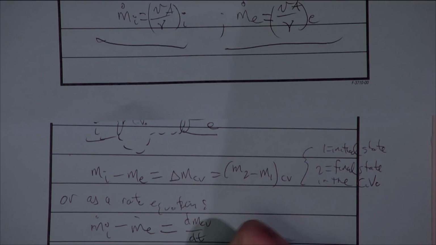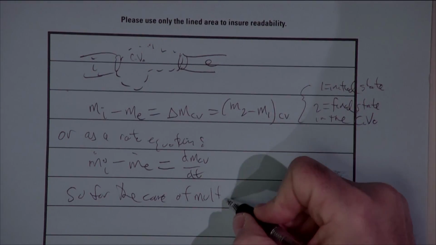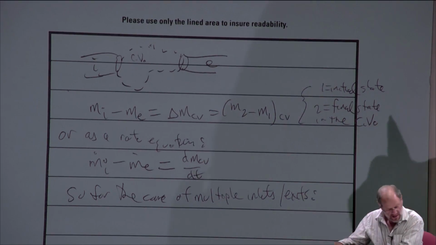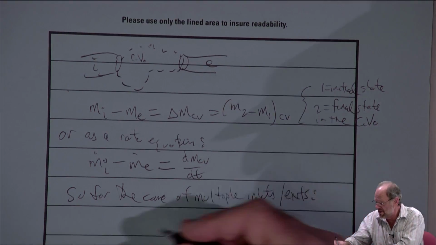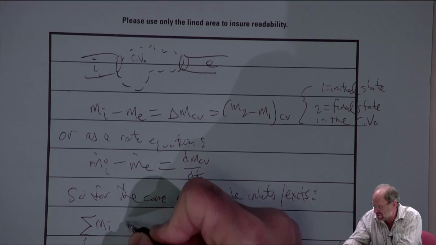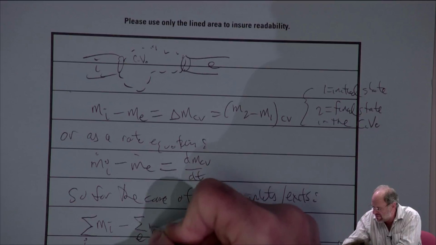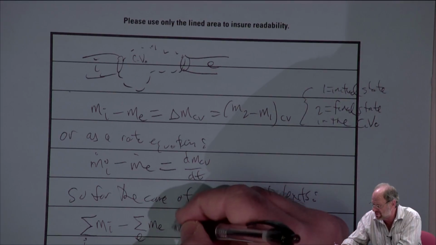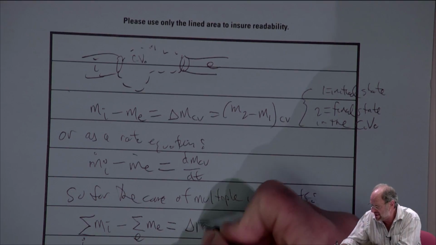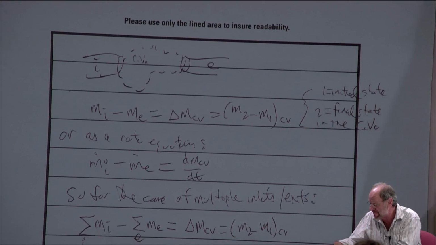So for the case of multiple inlets or exits, we're going to use summations. We can write, for instance, the sum of the mass of all inlets, summed over all inlet streams, minus the sum of the mass of all exit streams. Well, there's only one control volume, right? So this is still just going to equal the change in mass of the control volume, or if you will, m2 minus m1 for the control volume.